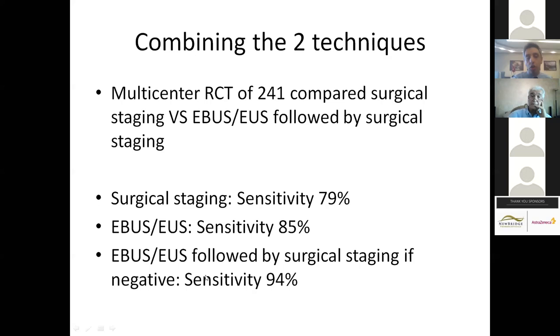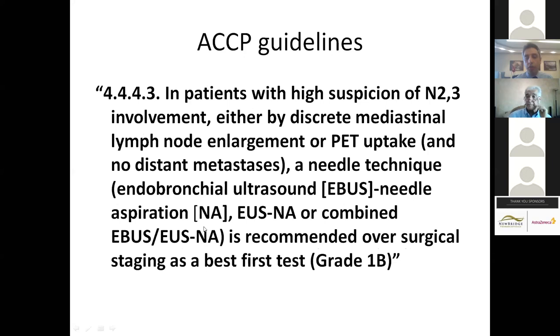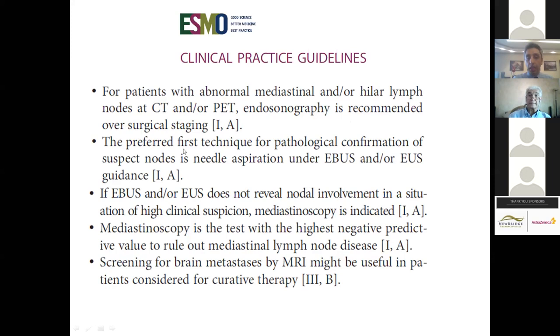So what do the guidelines say about this? All the guidelines agree on this. EBUS and/or EUS, EBUS plus EUS, should be the first best test, the number one test, and that is a grade 1B recommendation. And in the ESMO guidelines, by 2017, this had become a grade 1A recommendation. So they recommend that the first biopsy be done by EBUS plus EUS. But they say if the EBUS-EUS does not reveal nodal involvement in high clinical suspicion, then mediastinoscopy is indicated.